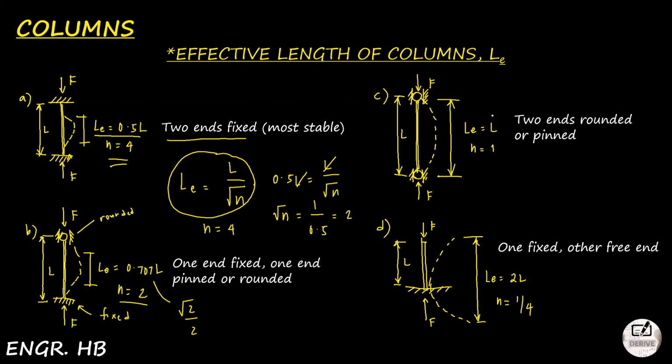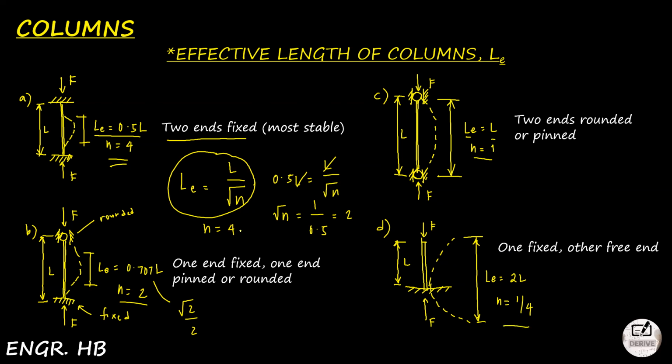And letter C, third type, kapag parehas namang rounded or pinned yung both ends, so the effective length is equal to L. Ayan, ibig sabihin, kahit apply mo ng force F, your total length is also equivalent to LE. Of course, N is equal to 1. And lastly, if the one end is fixed and the other is a free end, the equivalent length is equal to 2L or twice ng total length, and N is equal to 1/4.